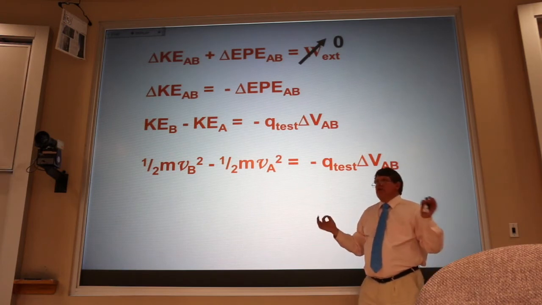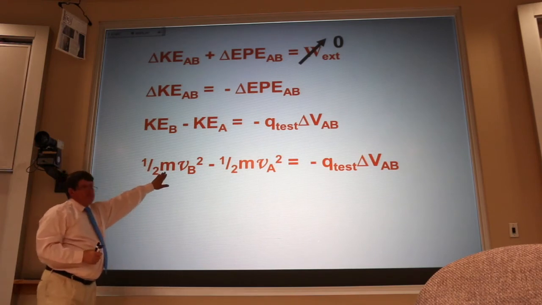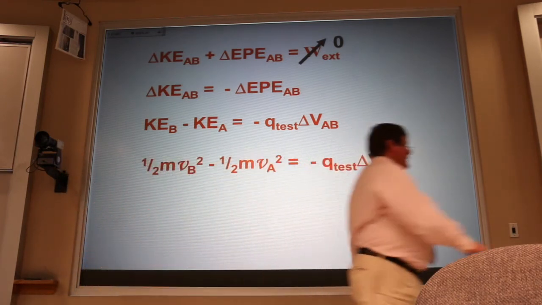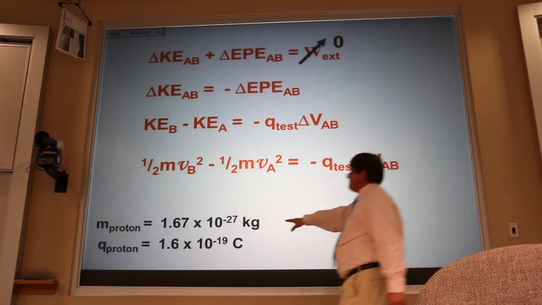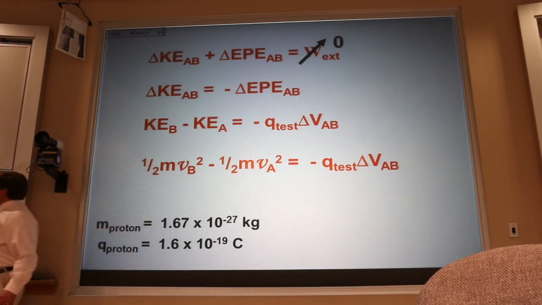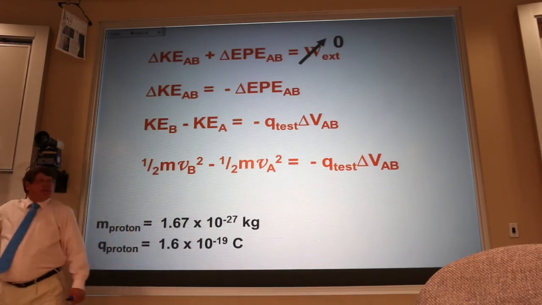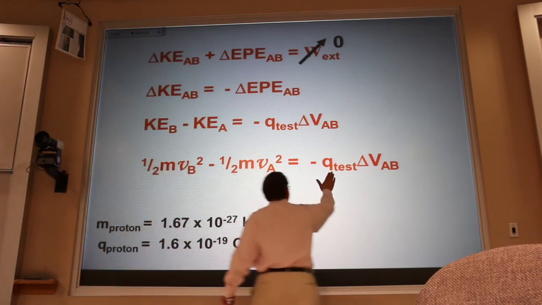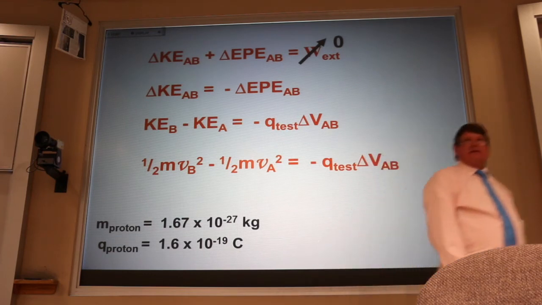And at that point, you're just solving for the unknown. I know what the mass of the proton is. It's 1.67 times 10 to the minus 27 kilograms. I know what the speed at B is. It's given. I know what the speed at A is. It's given. I know what the charge of the proton is. It's the elementary charge. It's going to be on the front page of the exam.